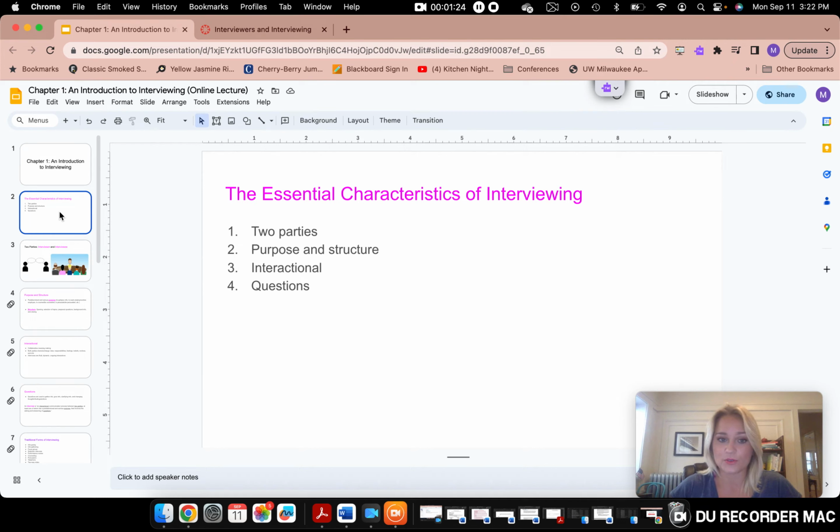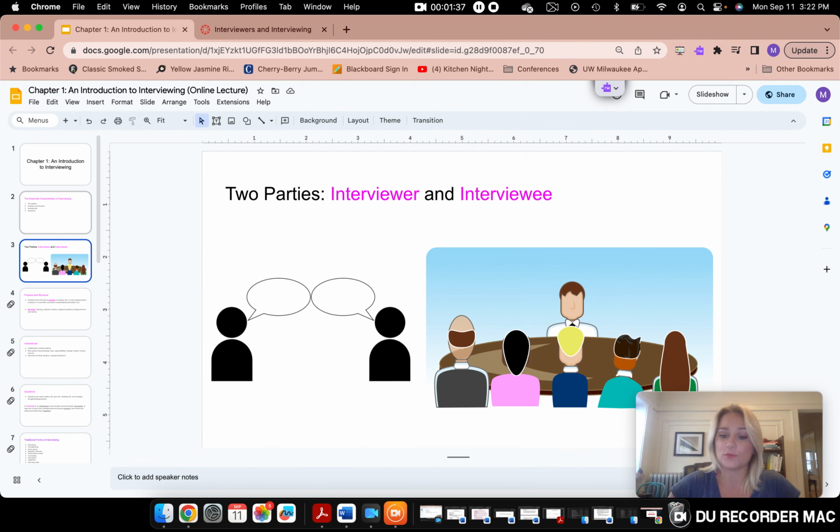Now, all interviews are going to be different from each other. No 2 interviews are exactly the same. However, they are going to have these 4 basic components to every interview. So first up, we'll talk about the 2 parties.